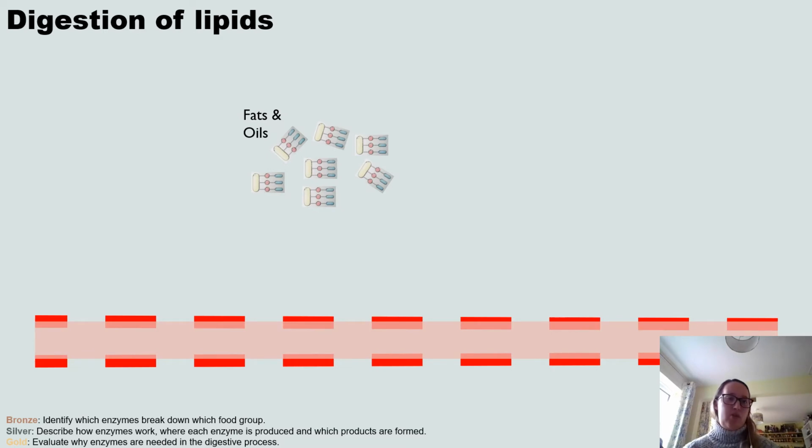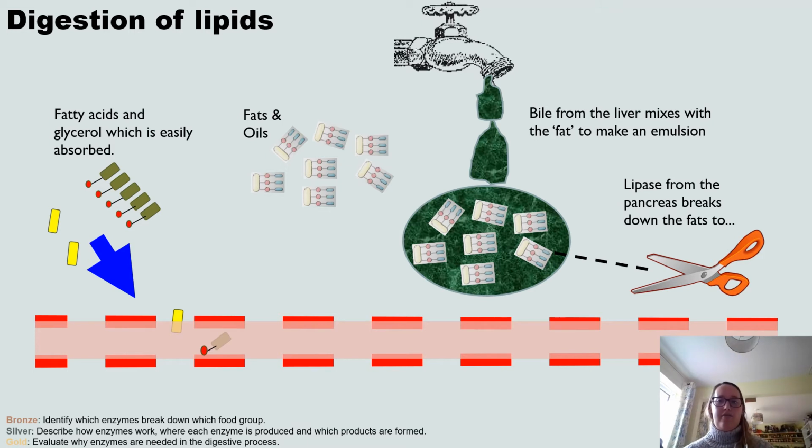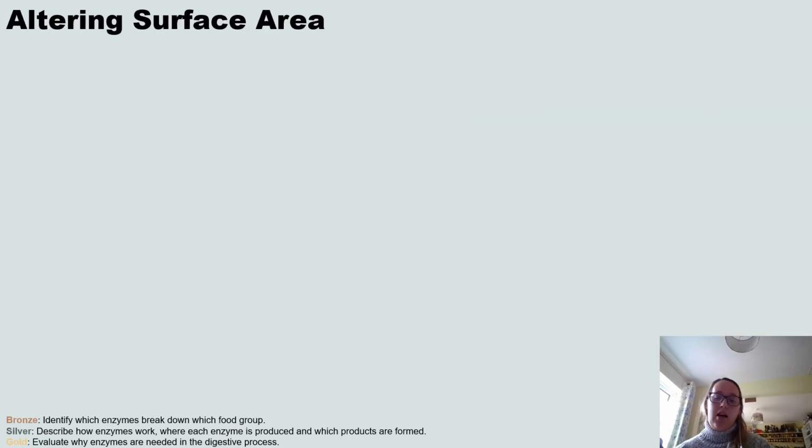Okay, so let's move on to lipids. So here you have your fats and oils, and it is in the three-part shape because it's a triglyceride. So bile from the liver mixes with the fats and oils to make an emulsion. An emulsion is basically a mix of products, and the lipase from the pancreas breaks down the fats, the triglycerides. So the fatty acids and glycerol are the components of a fat. So the enzymes have to break them down further, and you get the individual components, the fatty acids.